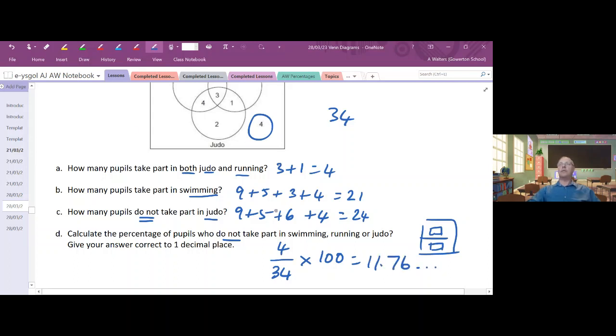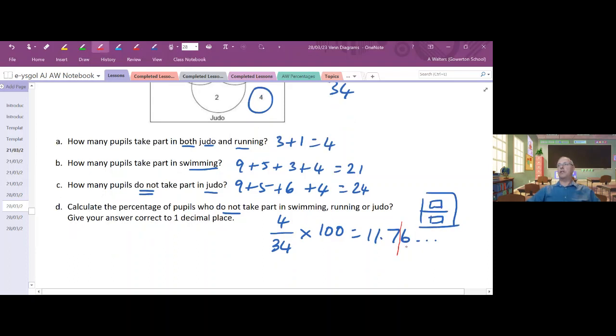We want our answer to 1 decimal place. So I have to go with 11.7 or 11.8. Now the 6 pushes the 7 up. So the answer to 1 decimal place is 11.8%. And a lot of people don't end up rounding it to 1 decimal place. So it's an easy mark to lose.